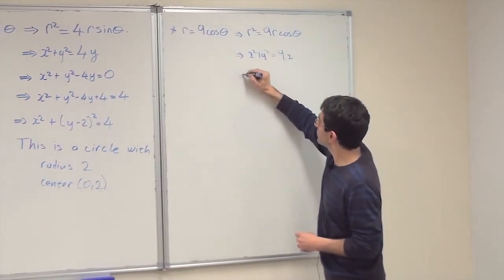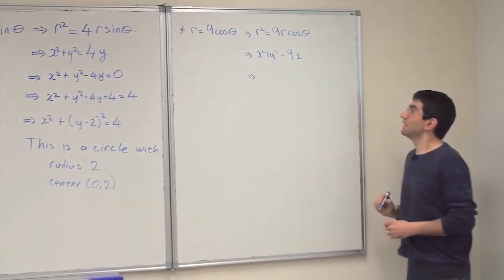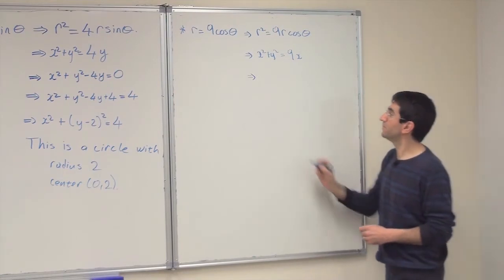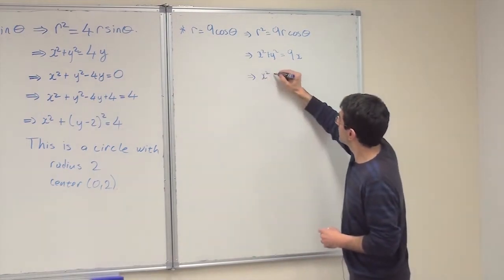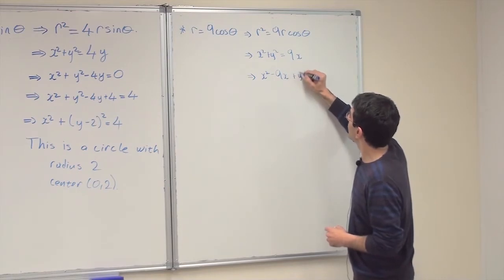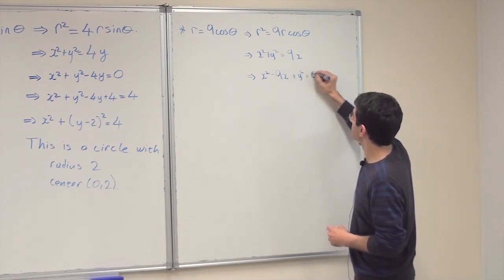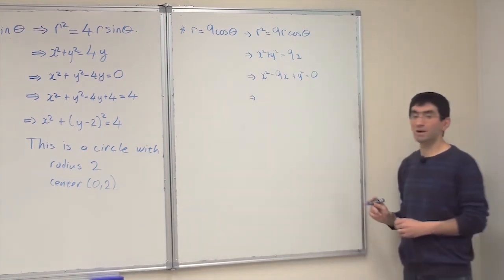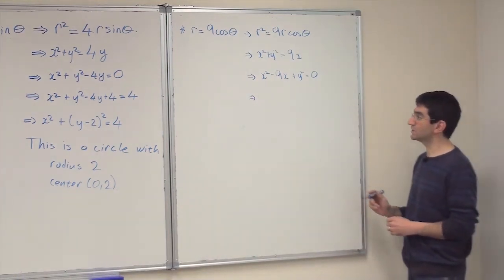This is a Cartesian equation, but in order to identify it, we need to rewrite it. x squared minus 9x plus y squared is equal to 0. To complete the first two terms into a parenthesis square, we need a constant.